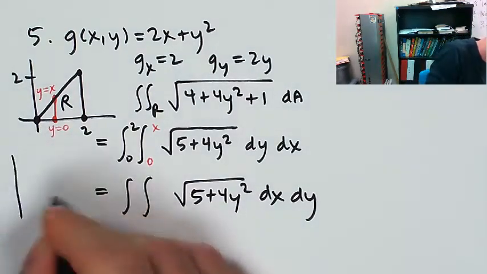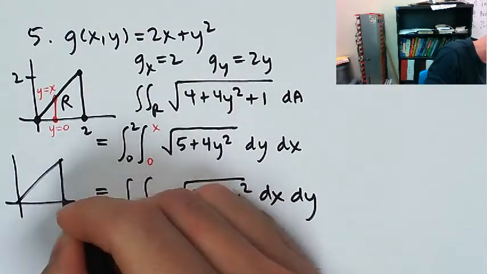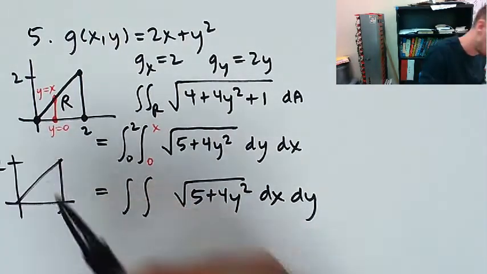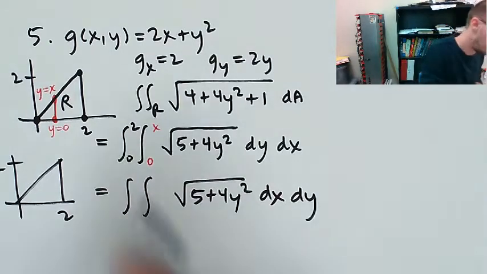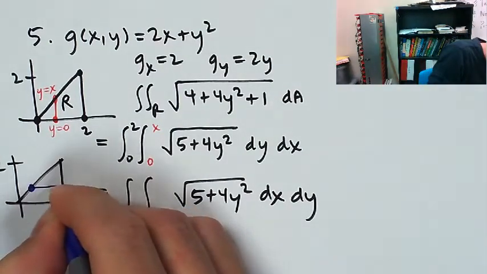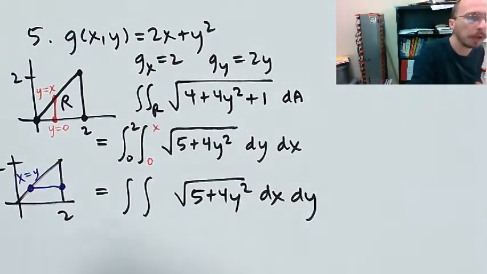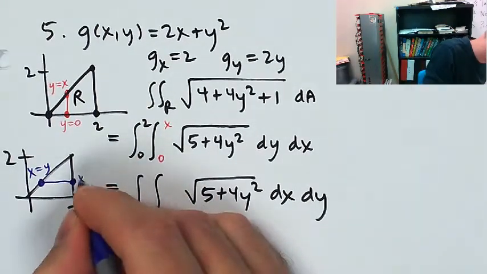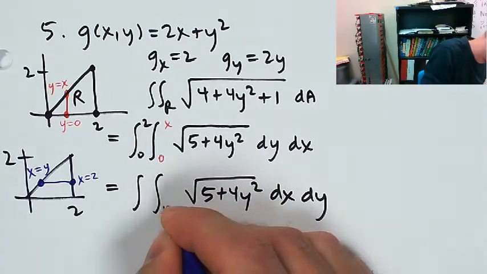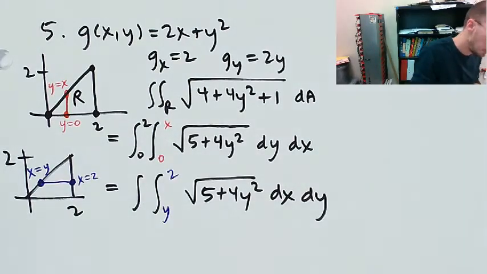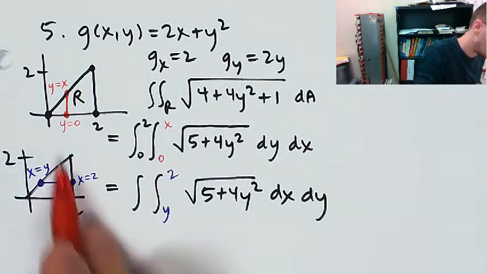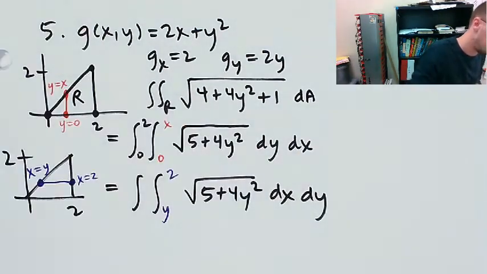Okay, and x is going to run from, I'll just sketch my region. From left to right. Okay, so I start with x equals y. That was not a hard one to solve for. And then I end with x equals 2. So that'll be from y up to 2. And then y would run from 0 to 2.